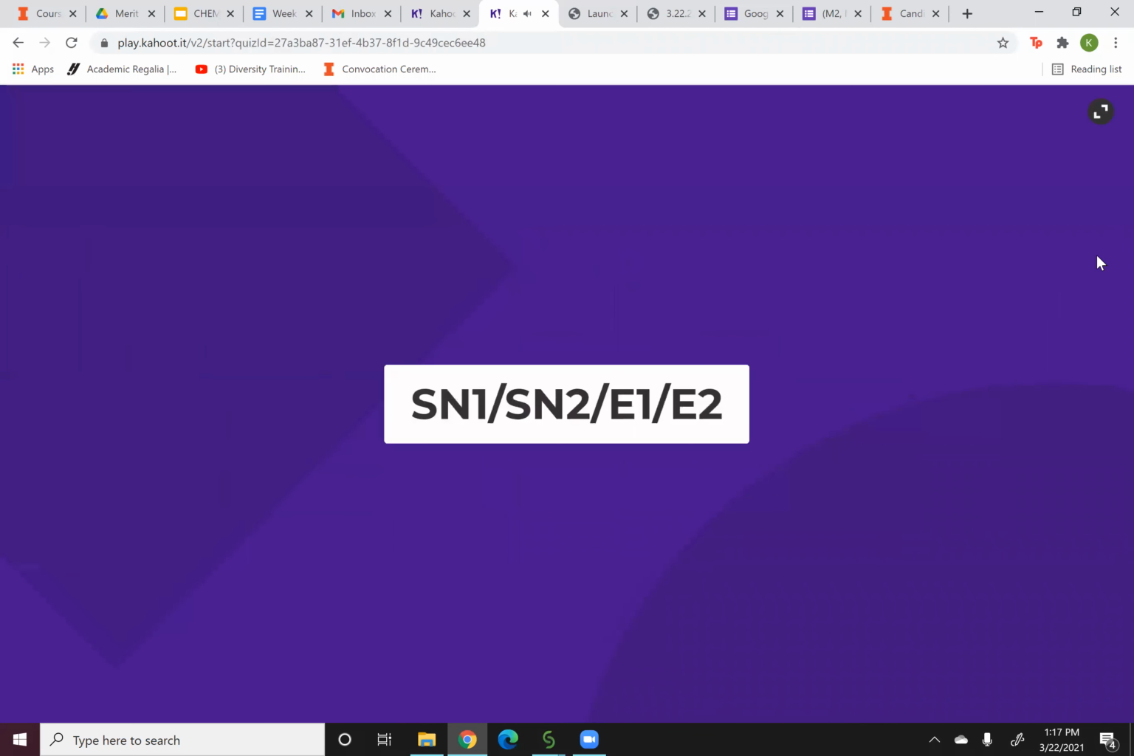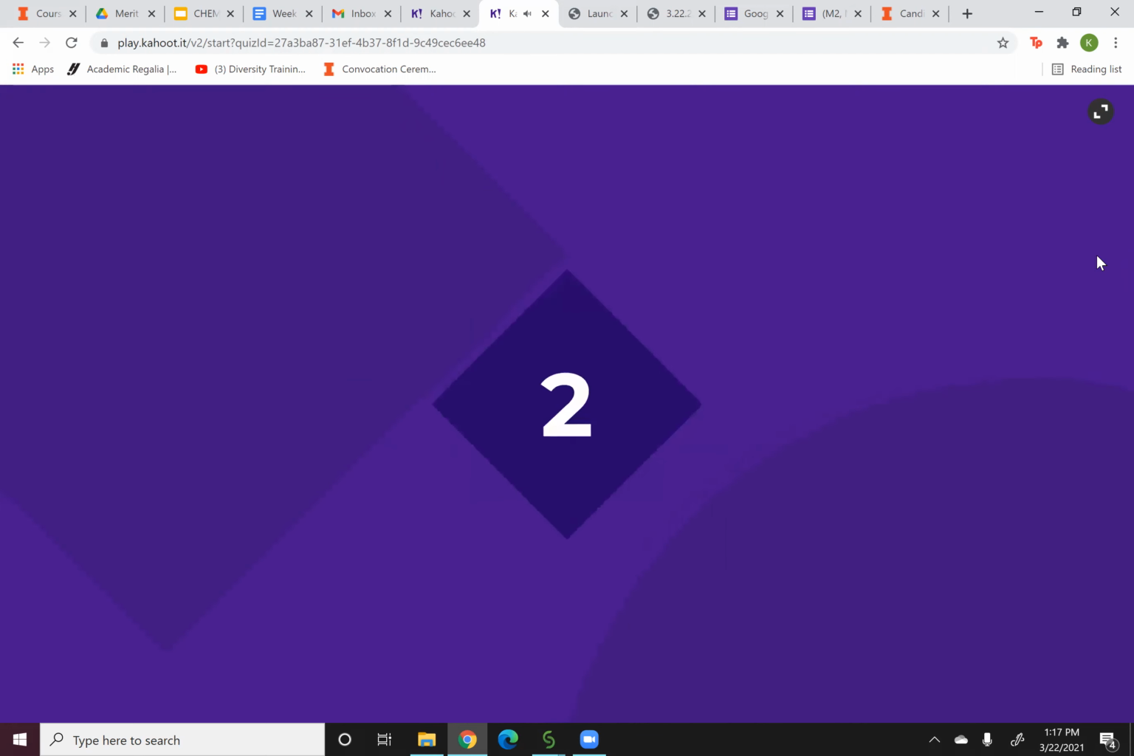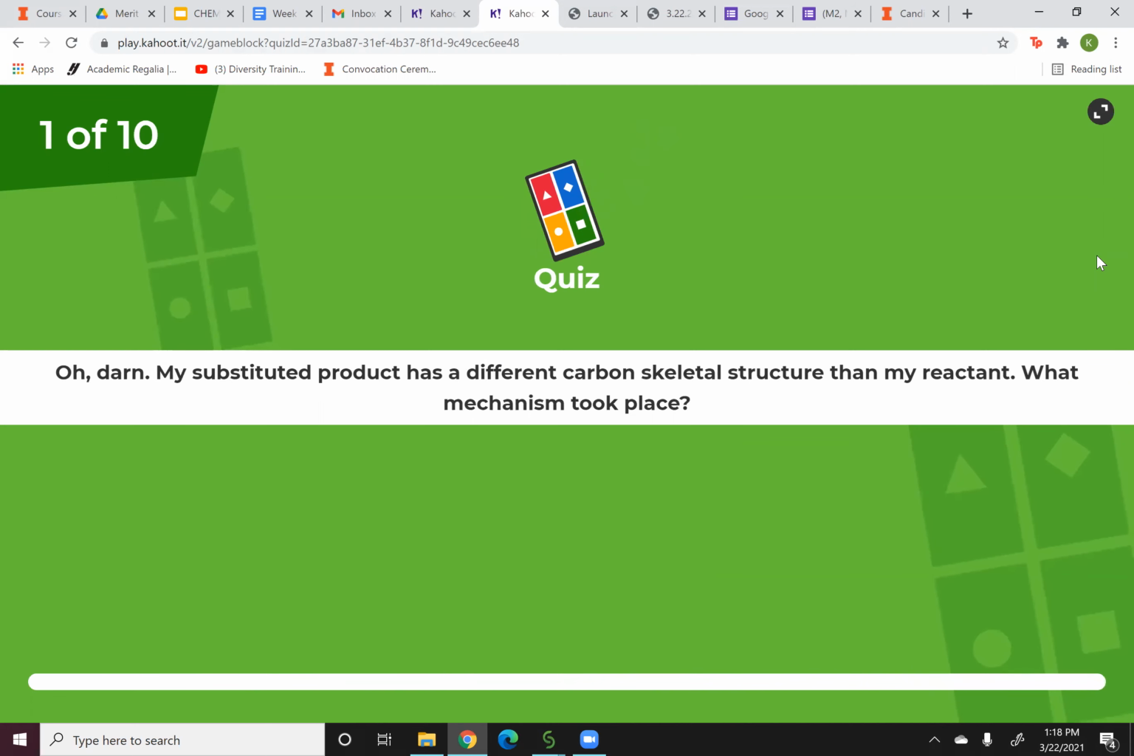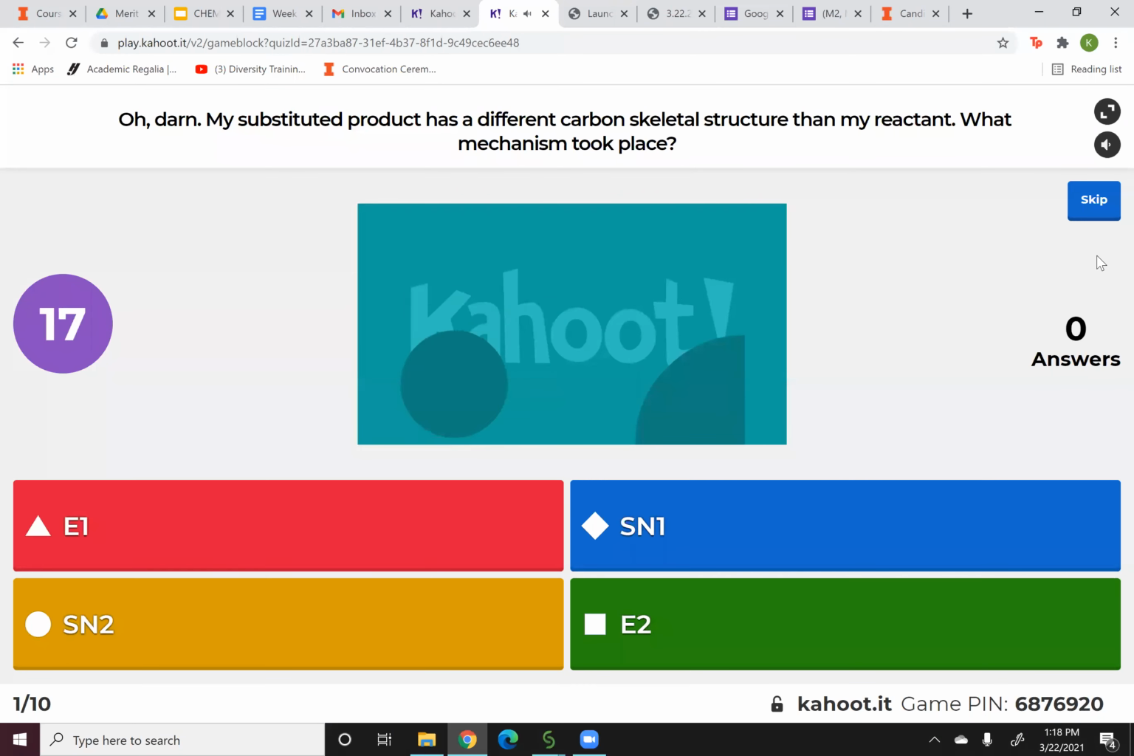All right, so this is 10 questions. So it is not too crazy, hopefully. So we have question 1, where you have a substituted product that has a different carbon skeletal structure than your reactant. And it's asking what mechanism had to have taken place here.